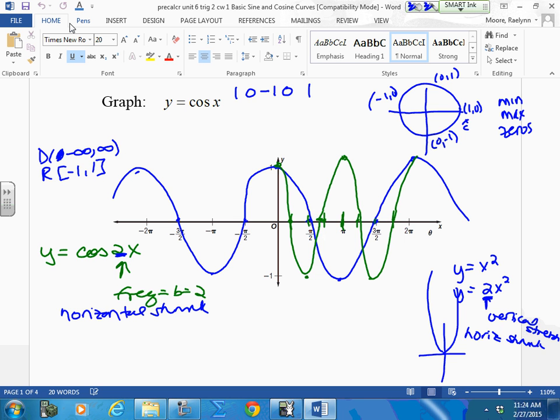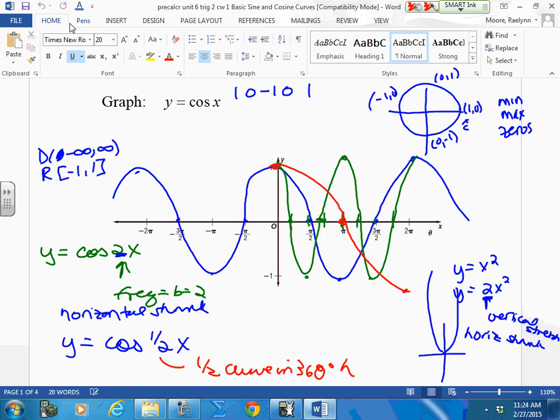When b is greater than 1, it's a horizontal shrink. When b is less than 1, watch what happens when we get a half of this. B is less than 1, we're going to stretch out your curve. Your curve is going to go half of my curve in 360. So technically, I did a horizontal stretch on this guy. Half of my curve in 360. So I did a horizontal stretch. Does that make sense? We really don't see a vertical movement here. We see a horizontal movement here.